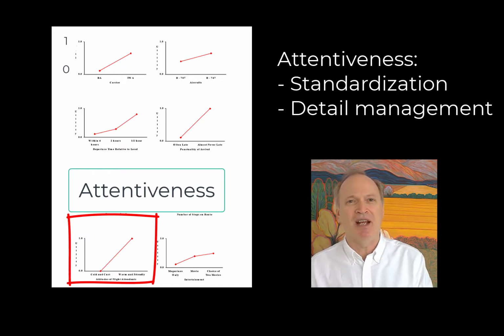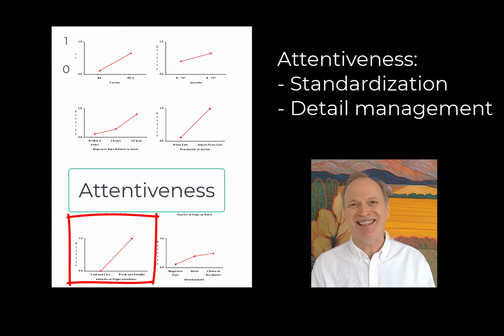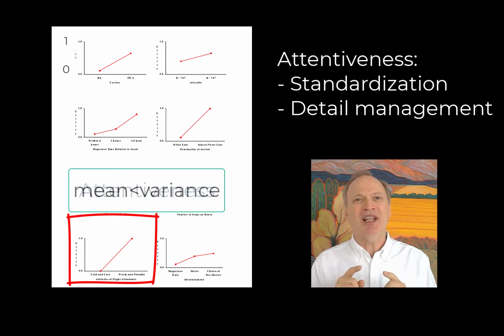Standardization and detail management. This literature is rather vast, but the basic idea is the second moment of a distribution may outweigh the first moment. If you remember back to your statistics class, the variance is the second moment and the mean is the first moment of a distribution. So what we're looking at is, in services, it's the variance that matters, not the mean.